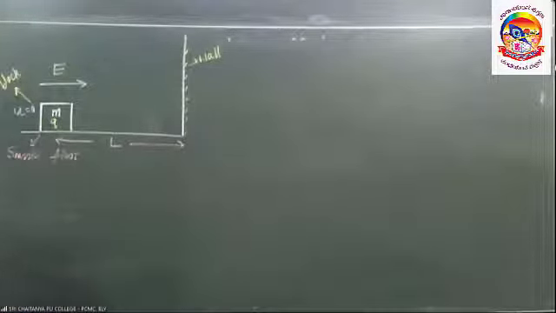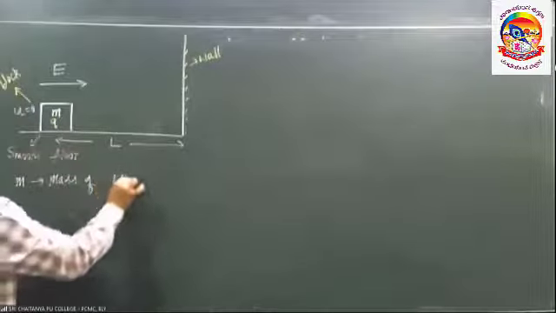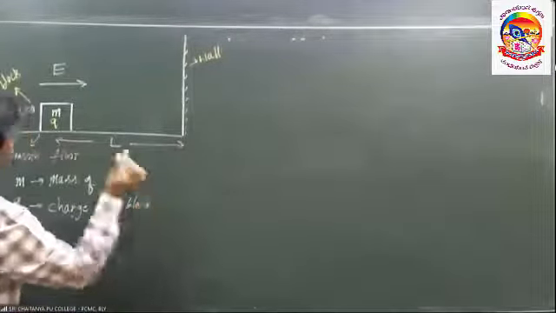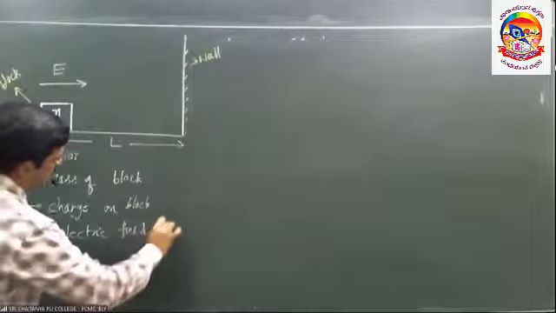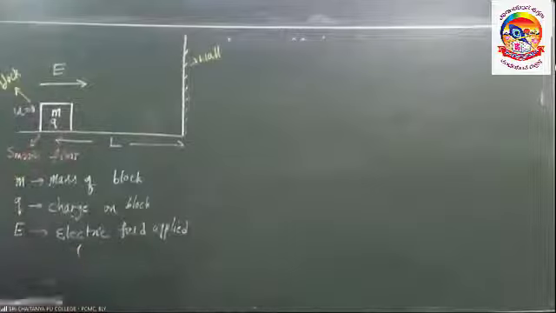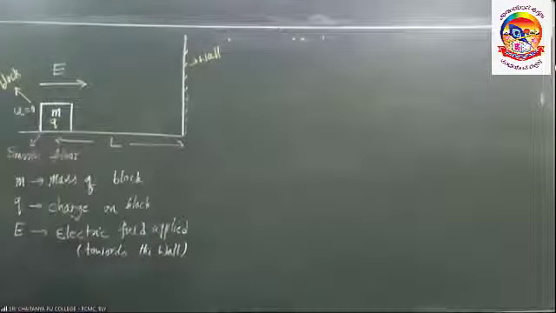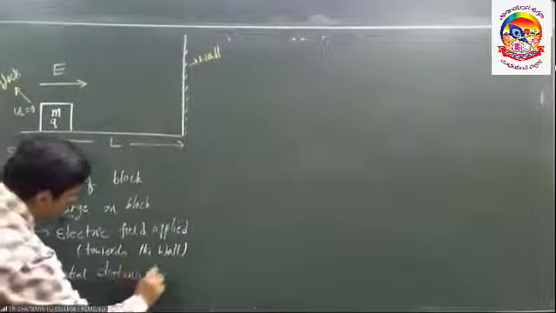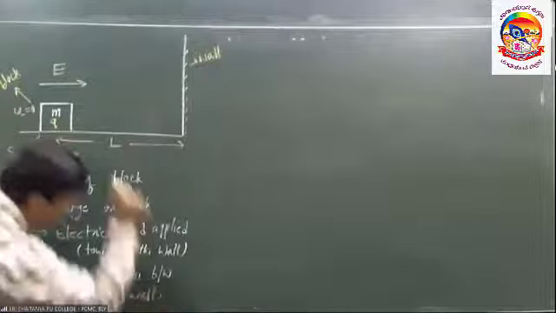So what is given for us? M, mass of block. Q, charge on block. E, electric field applied, towards the wall. Then L is the initial distance between block and wall. This is the data we have.